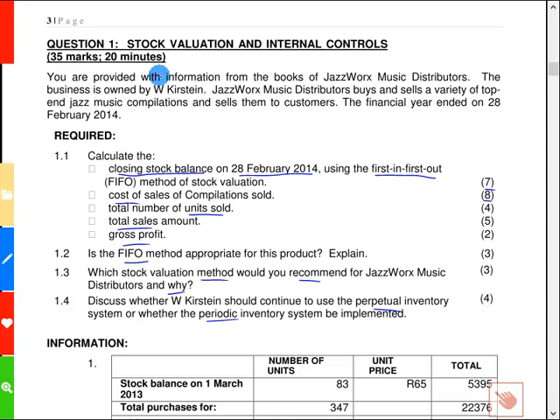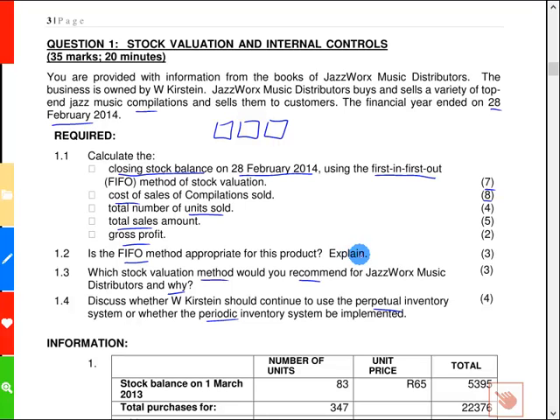You are provided with information from the books of Jazzworks music distributors, and all the time we're keeping track of our time spent. Okay, the business is owned by W. Kirstein. Jazzworks music distributors buys and sells a variety of top-end jazz music compilations. So there's the CDs that they buy and sell, and they sell them to customers. The financial year ended on 28 February. Always important to note the financial year. Right, so now they're asking us for the closing stock balance on 28 February.